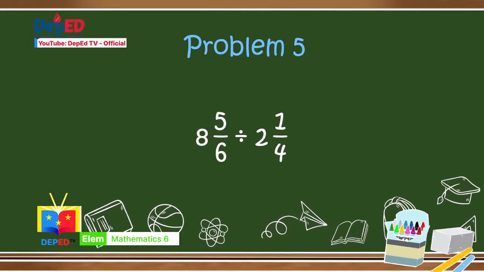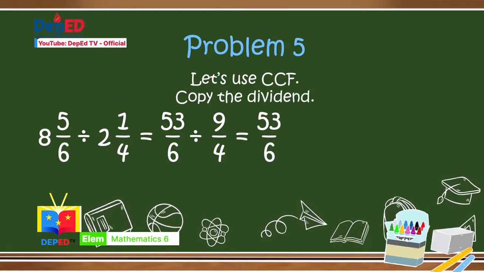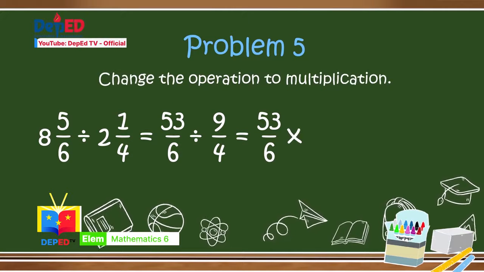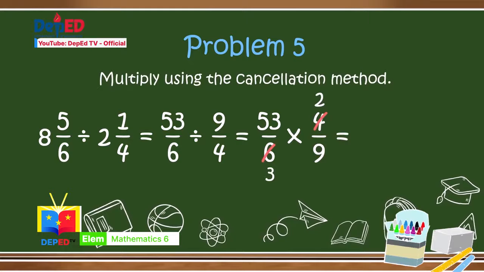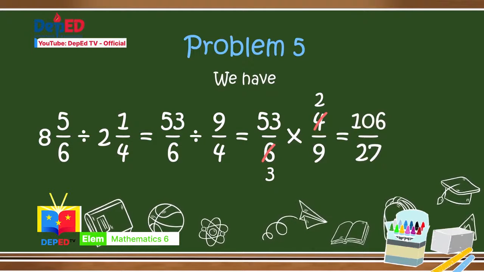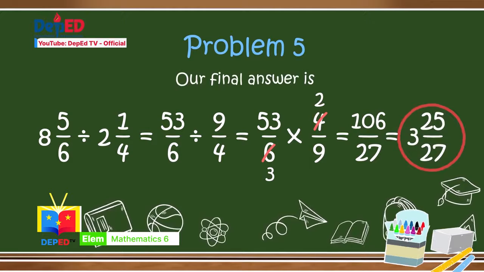Number 5. 8 5/6 divided by 2 1/4. Change the mixed fractions to improper fractions. Then, let's use again the CCF method. Copy the dividend. Change the operation to multiplication. Flip the divisor. Multiply using the cancellation method. We have 106/27. Our final answer is 3 and 25/27.